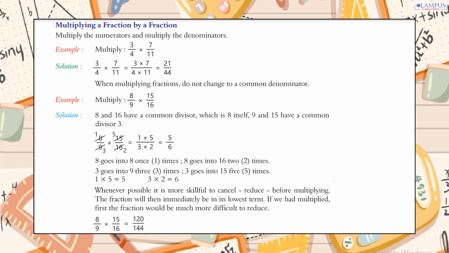Whenever possible, it is more skillful to cancel or reduce before multiplying. The fraction will then immediately be in its lowest terms. If we had multiplied first, the fraction would be much more difficult to reduce. 8/9 multiplied by 15/16 equals 120/144.